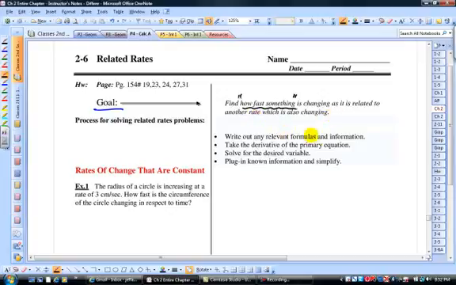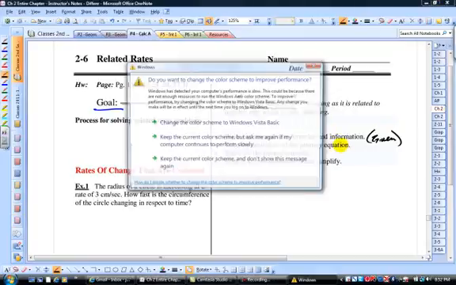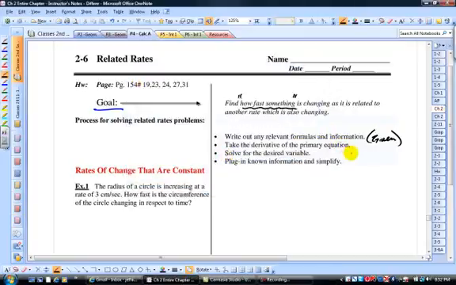To do that, we're going to write out any formulas and information. Basically, that's the given. And we're going to figure out what we have to find. We're also going to find a primary equation that relates back to something we already know. Typically, it's from geometry, but not always. Sometimes it's pre-calculus. We're going to differentiate that equation in respect to time to solve for whatever rate we're working with, and to do that, we're going to have to do some substitution and simplification.